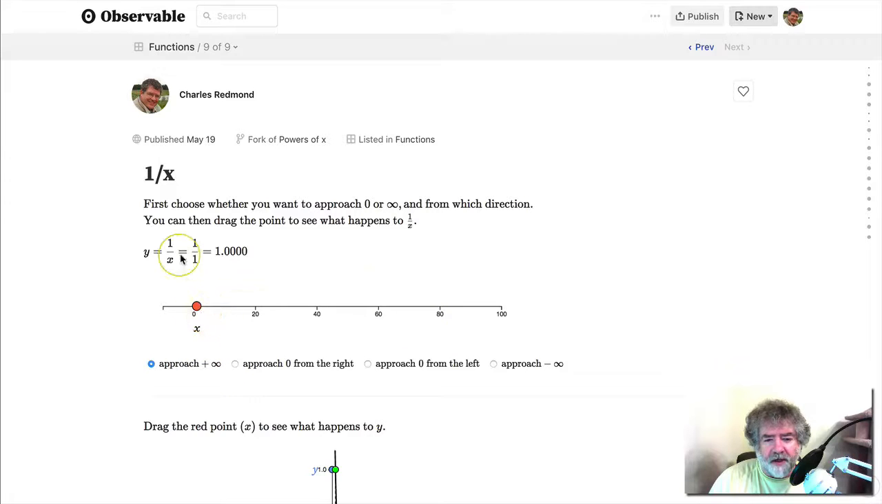And as we move x, we're just seeing what happens to 1 over x here. So if we approach infinity, you can see as we plug in x, you're dividing by a larger and larger number, so the fraction gets smaller and smaller and smaller.